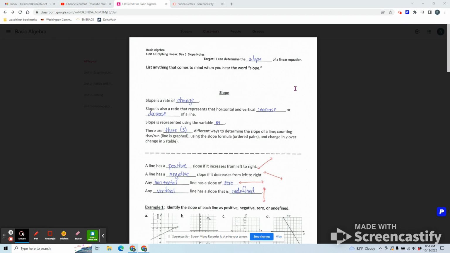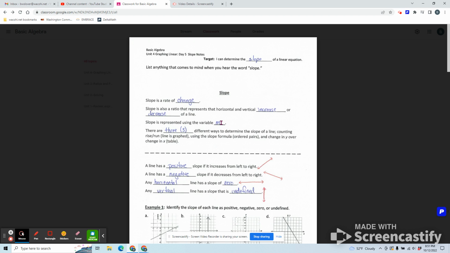Today is day one of talking about slope. So today we're going to focus on slope on a linear equation, but we're going to focus on figuring out what slope looks like and then how to figure it out when it's already graphed. So first off, slope is the rate of change. It's also a ratio that represents the horizontal and vertical increase or decrease of a line. Slope is represented using the variable m.